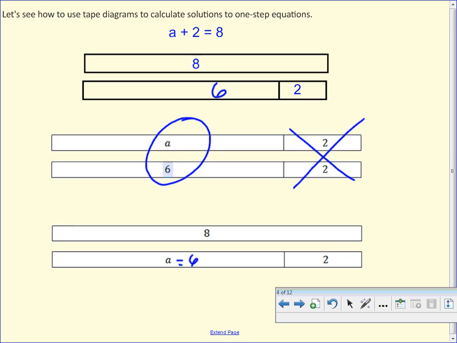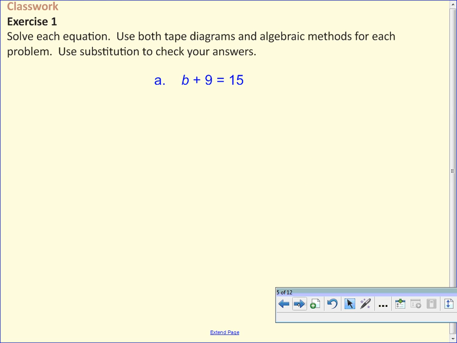Okay, today we're going to look at solving these with tape diagrams and algebraically. Sometimes I'll tell you which method to use. Sometimes you'll get to choose. Okay? So let's take a look at exactly what this means as far as how we find the value of that variable. So here we have B plus 9 equals 15. The directions tell us to use both a tape diagram and algebraic methods for each problem, and to use substitution to check our answers. So there's 3 things that we need to do for this.